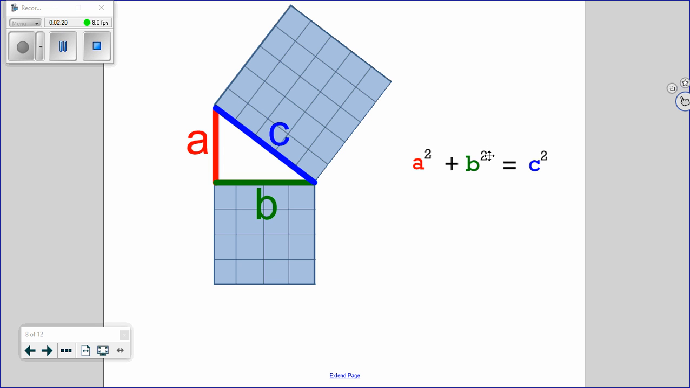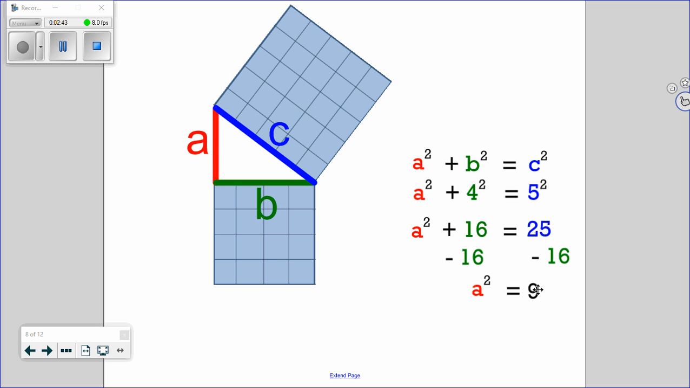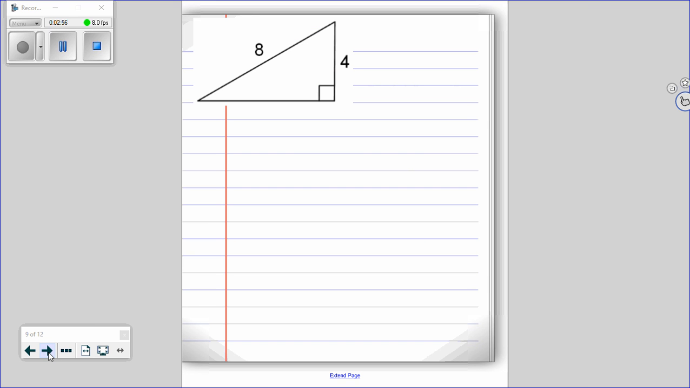Okay, so we start by writing the Pythagorean theorem. We know that b is 4 and c is 5, so we substitute those values in. We square everything that we can square, and now here's the new part. We have to get a all by itself. So this is a two-step equation. The first thing we have to do is subtract 16 from both sides, which tells us that a squared is going to be 9. Then, in order to find out a, we can take the square root of both sides and get a is equal to 3.